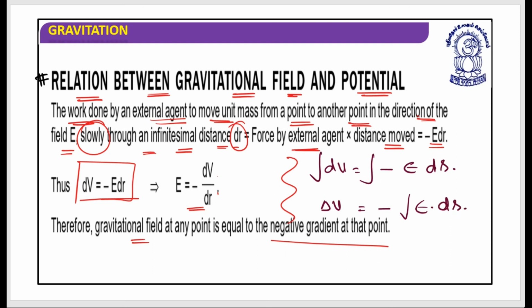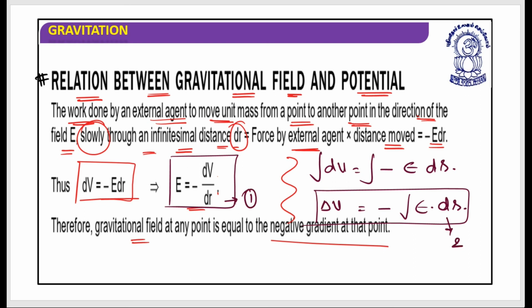So now in this situation I have two relations. First, E equals minus dV by dr, and the second, delta V equals minus the integration of E dot dr. I hope this is clear. So we have two relations basically. This is the first, this is the second.